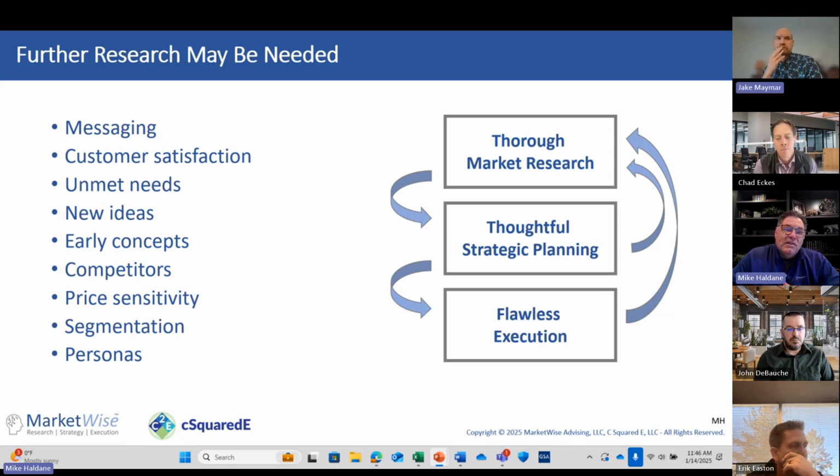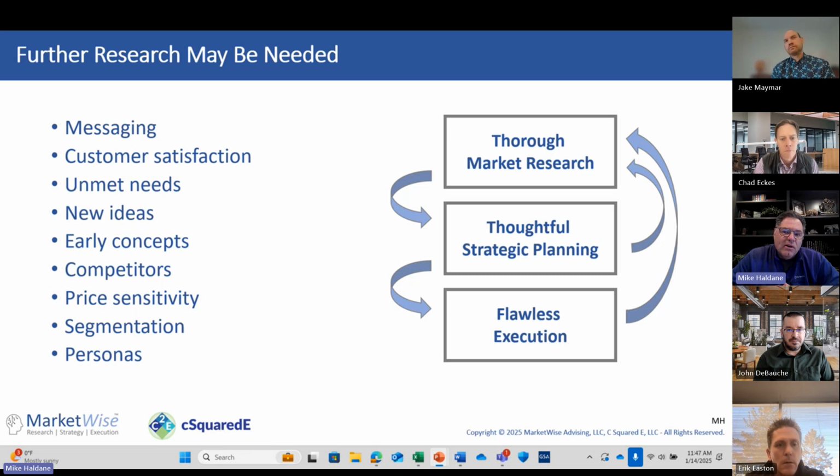And what I want to say is that just because you're down the path with a strategic plan and you're thinking, well, we should have done the research before we developed the plan, there are always going to be situations where new things come up and they still require market research.